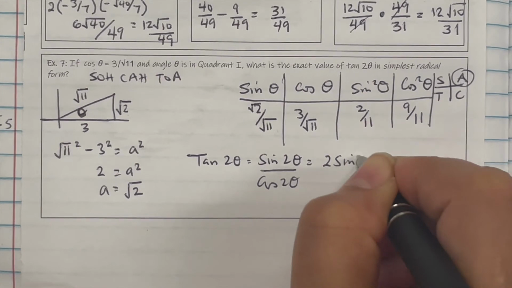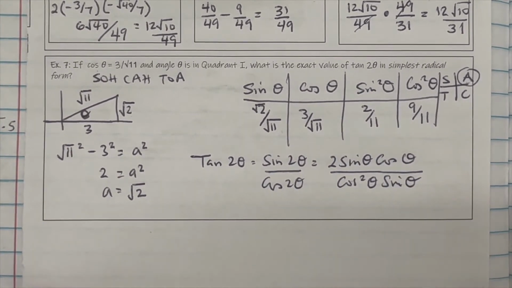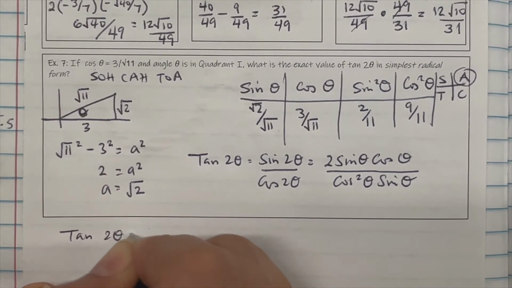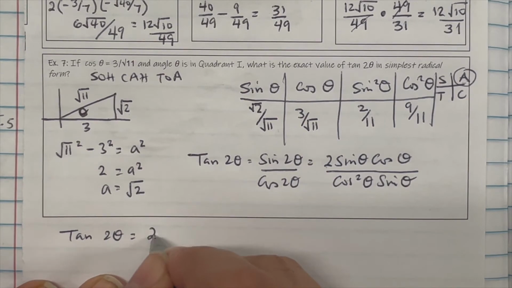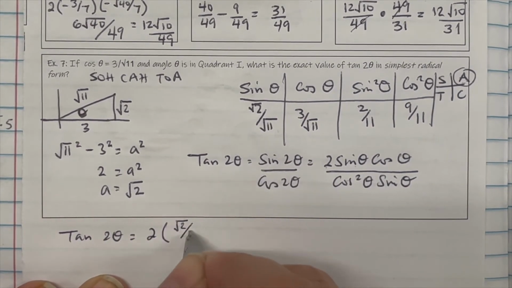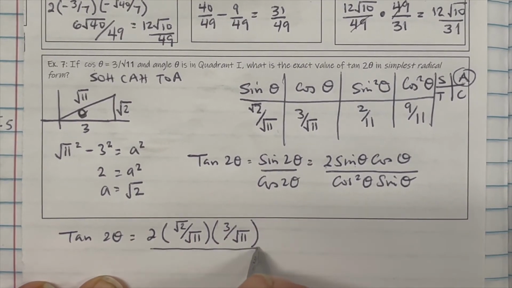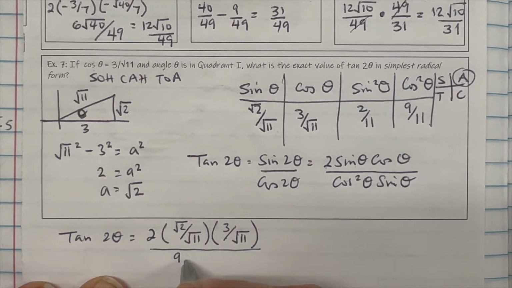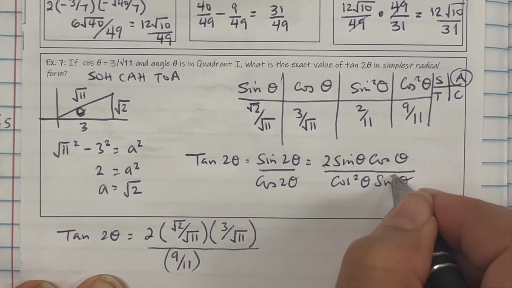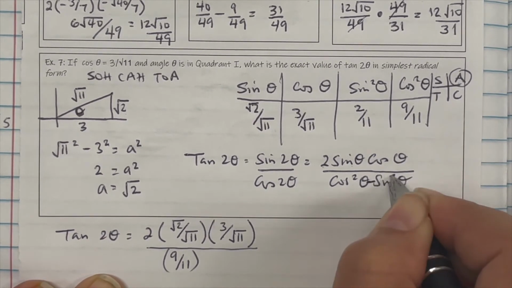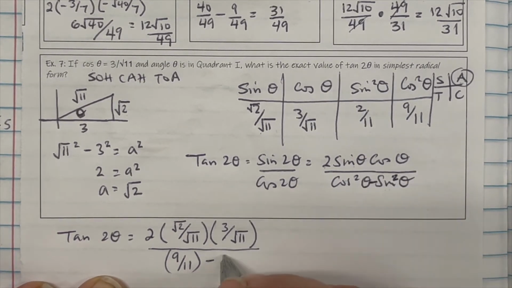So what's sine of 2 theta? Well, that's 2 sine cosine over cosine squared minus sine squared. So I'm just going to correct that in a second. So tan 2 theta is equal to 2 sine, which is radical 2 over radical 11, times cosine, which is 3 over radical 11, divided by cosine squared, which is 9 over 11, minus, this is a listening check, color in example 7, sine squared, which is 2 over 11.